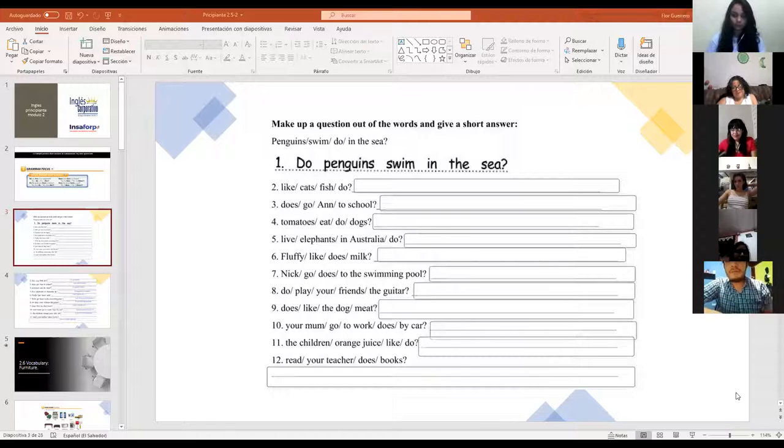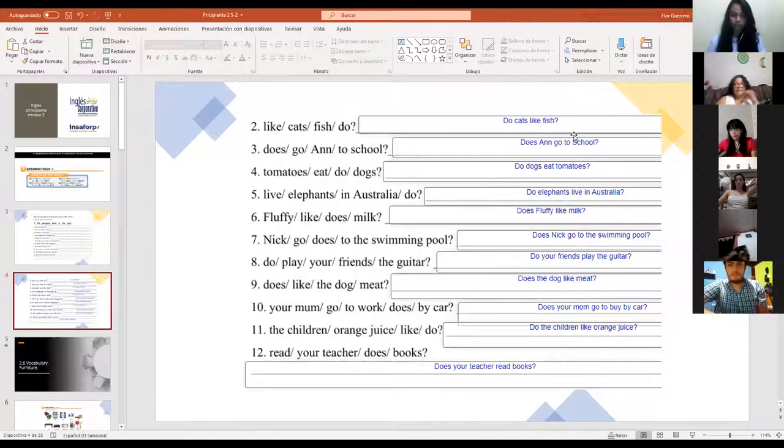Does your teacher read books? Excellent. Thank you so much. As you can check, the answers are in the next one. So here we have the answers, right? So you did an excellent job placing the words in the correct order.